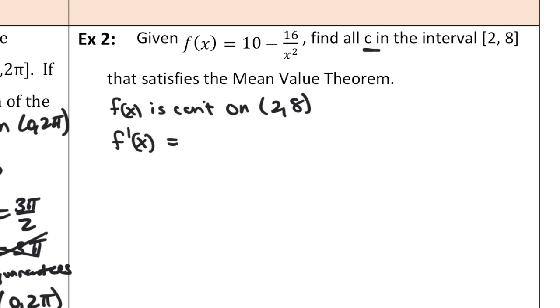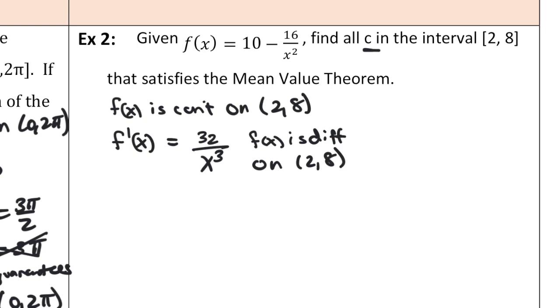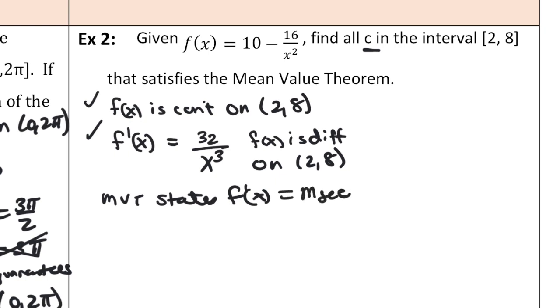f'(x) is going to be equal to 32 over x cubed. So we know that f(x) is differentiable on (2, 8). All right, so the next thing we want to think about is the conditions for the mean value theorem. Those are complete. What does this tell us? The mean value theorem states that f'(c) is equal to the slope of the secant line on 2 to 8. Now we're asked to find that value.